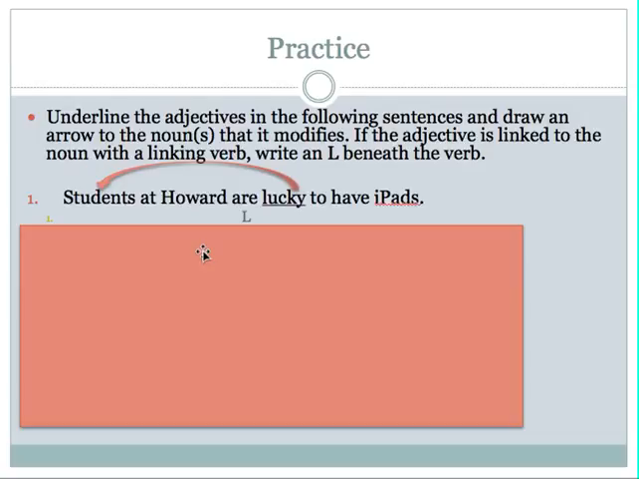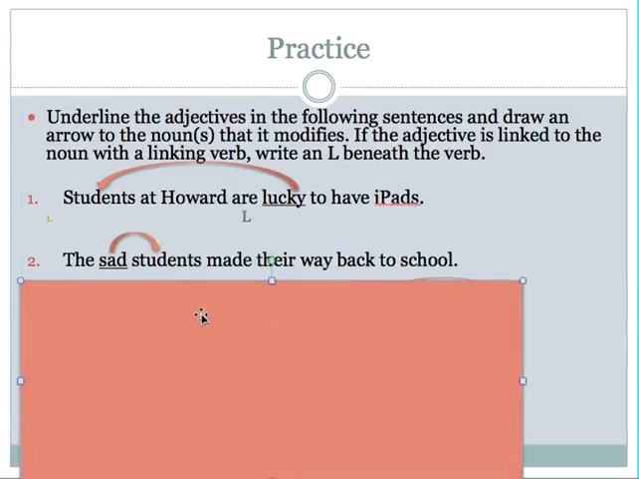All right, let's take a look at number 2. Number 2 said, the sad students made their way back to school. Well, I've got this noun here, students, and I need to see if it's being modified, and it is by this adjective sad. So I've underlined sad as my adjective, and I've drawn an arrow from sad to students to indicate that sad is modifying the noun students.